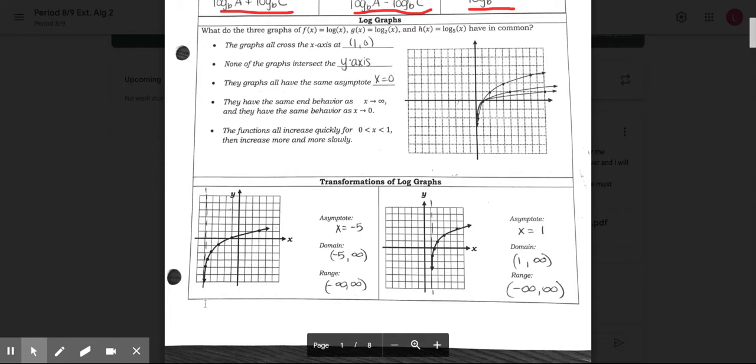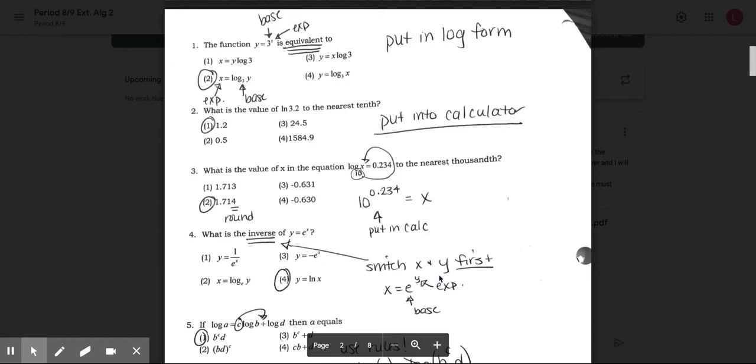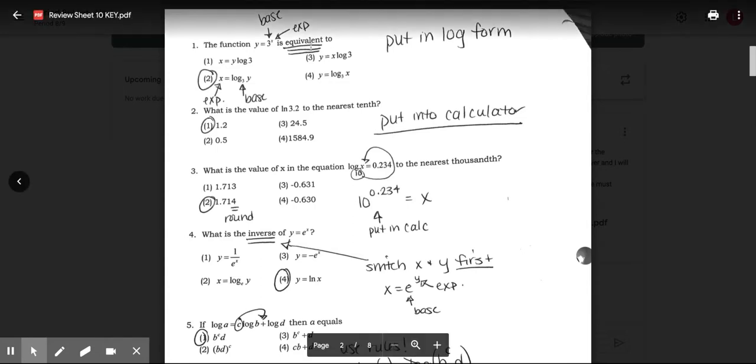The range is still staying the same because it's still going down forever, up forever in both of these kinds of shifts. This one was shifted to the right. The asymptote is x equals 1, so the domain is 1 to infinity. Okay, but the range still stays the same. All right, so just a couple of these questions quickly. I tried to put a little explanation on the answer key itself. But again, which is equivalent? So you're just putting it in log form in number 1.